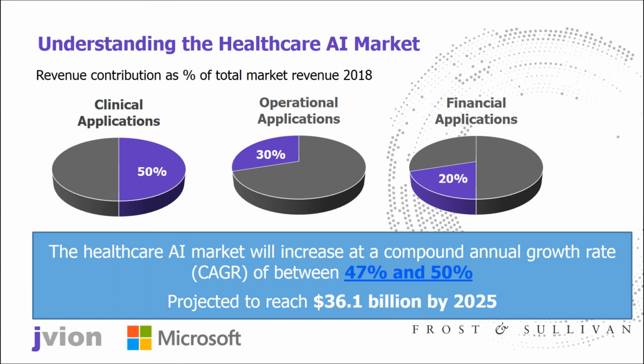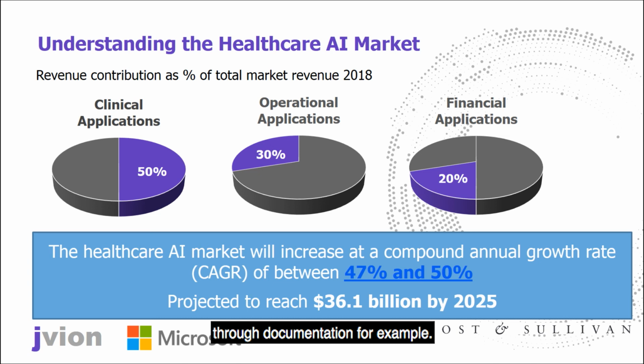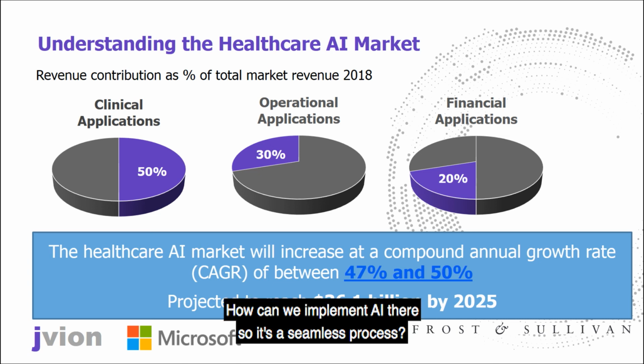In terms of operational, really thinking about workflow within a hospital and the everyday things that clinicians do, and how can we potentially automate clinician burden through documentation, for example. How can we implement AI there so it's a seamless process? The second one that I've been working on is improving staffing efficiency. Can we predict gaps and surpluses in advance?